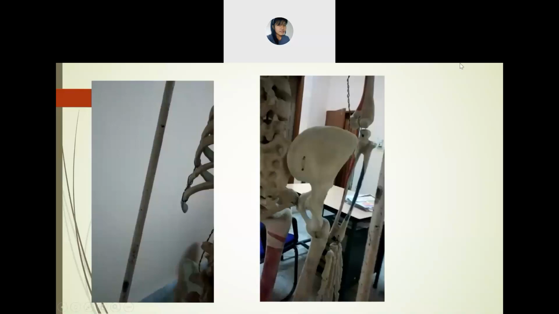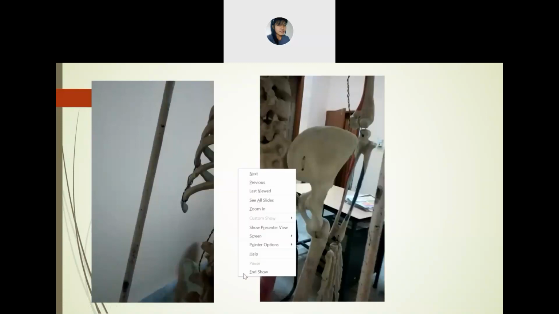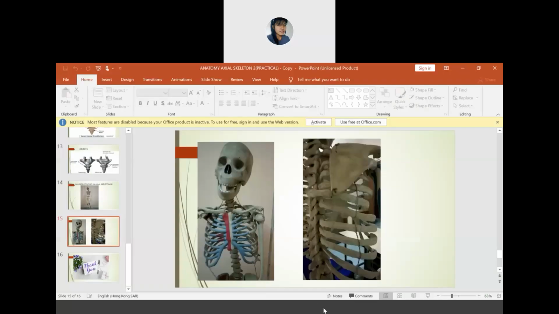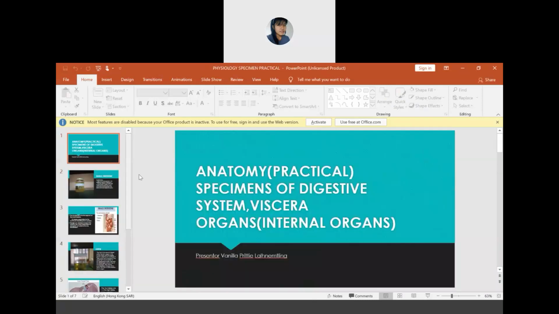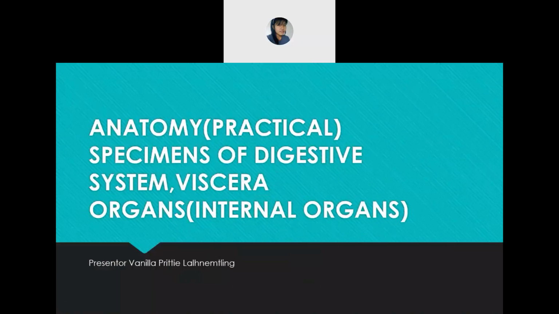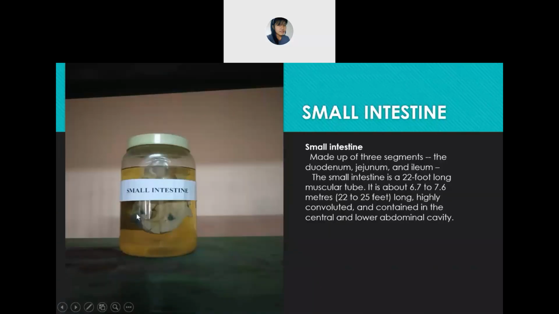Okay, we are done with the bones part. Actually, it's not done, but I just want to compile anatomy theory, anatomy practical as well as physiology. That's why I'm doing it like this. So let us discuss physiology now. I'll show you some specimens. Can you see this? Yes, ma'am. What did you see, Kyoza? What is written?